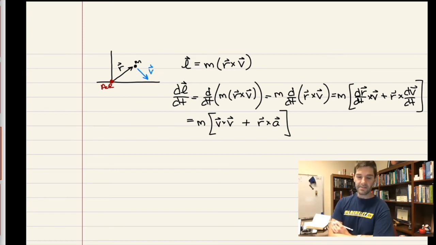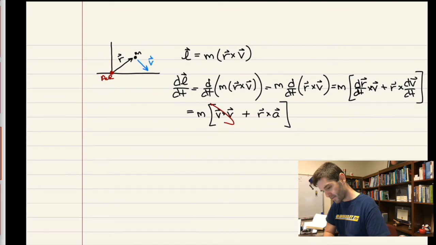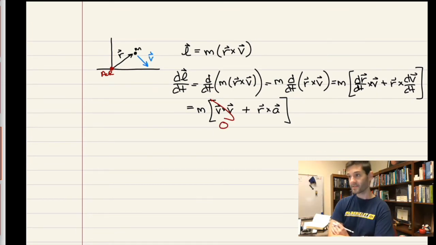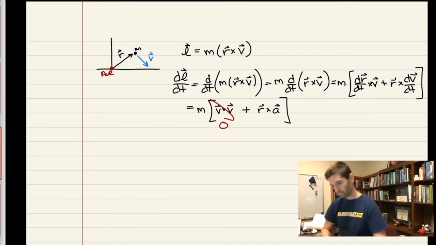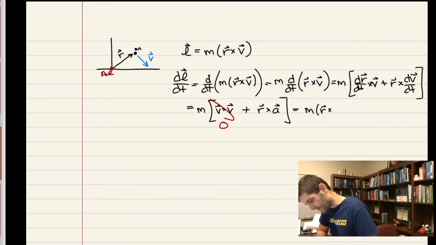Now I can immediately say something about one of these terms. We saw this in the previous lecture for one of the rapid fire questions. A vector crossed with itself is 0. This is just 0, because the angle between v and itself is 0, and the sine of 0 is 0. So then this is just m r cross a.